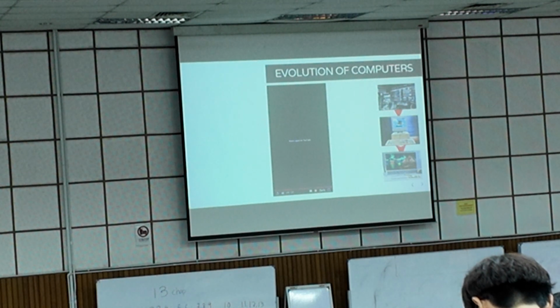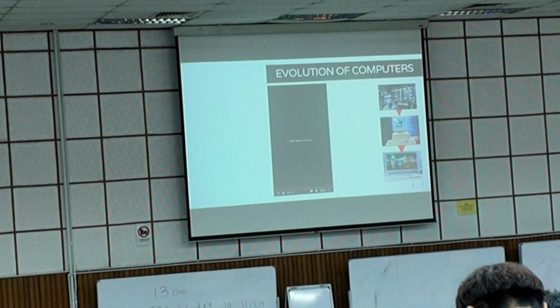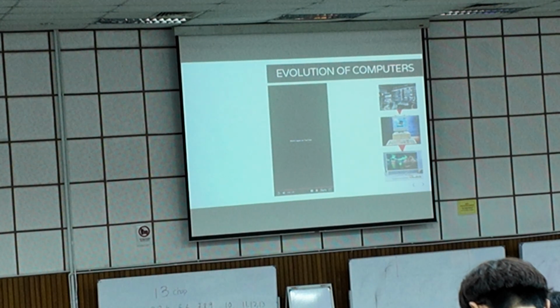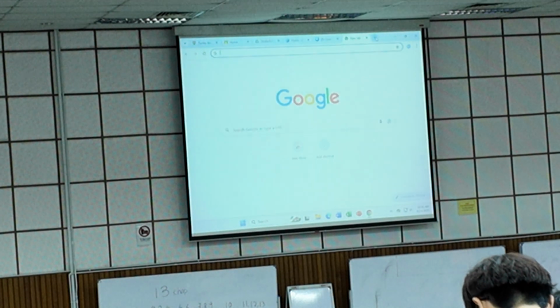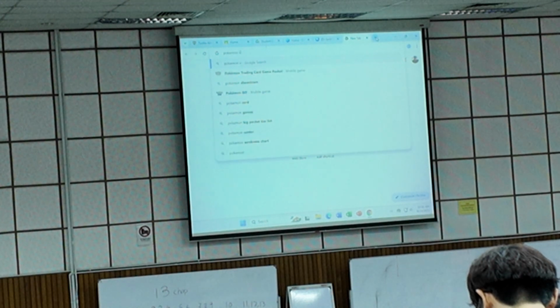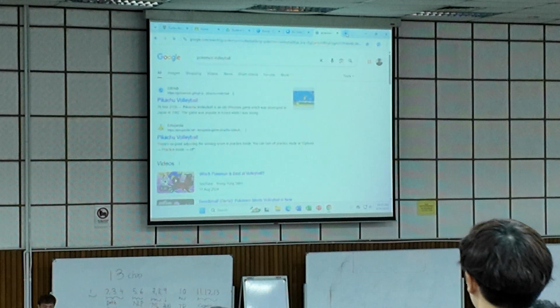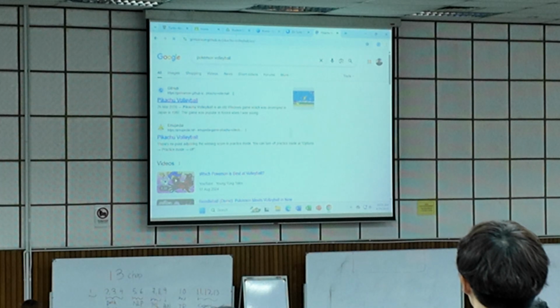There's not a lot of products, and it can handle only very simple tasks. I still remember that when I was having this PC, the only game that I can play is the Pokemon. I'm not sure whether you played this game before or not. It's called Pikachu Volleyball. Not Pokemon, it's Pikachu Volleyball.